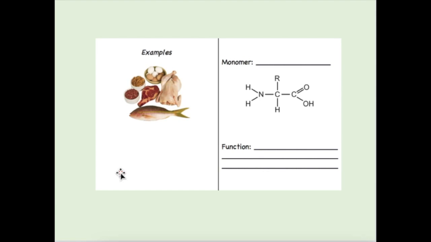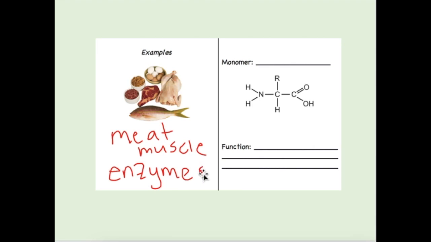Basically, all these things are meats or they are made of muscle. So all those things you use to move, those are all made of proteins. Or even enzymes. We're going to talk about enzymes a little later on in our review, but just keep in mind that enzymes are a type of protein. So now let's look at the monomers of proteins. A monomer of the protein is going to be called the amino acid.